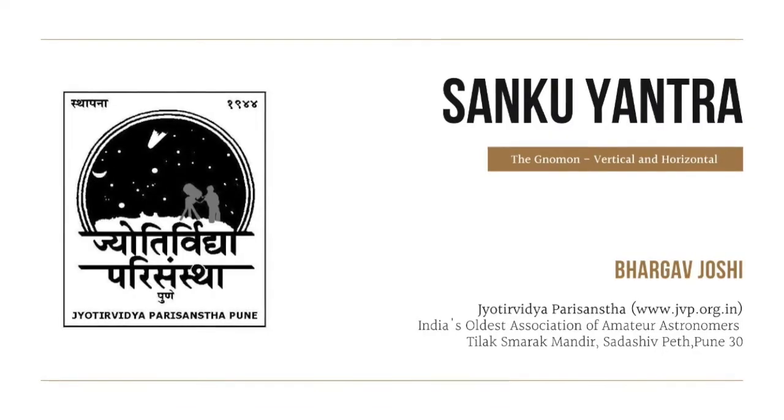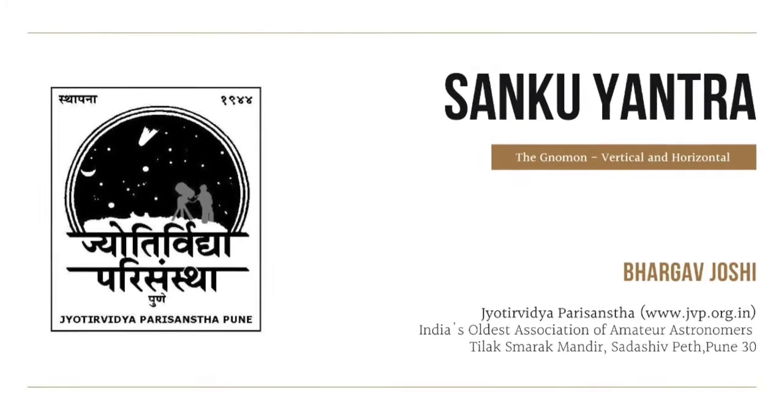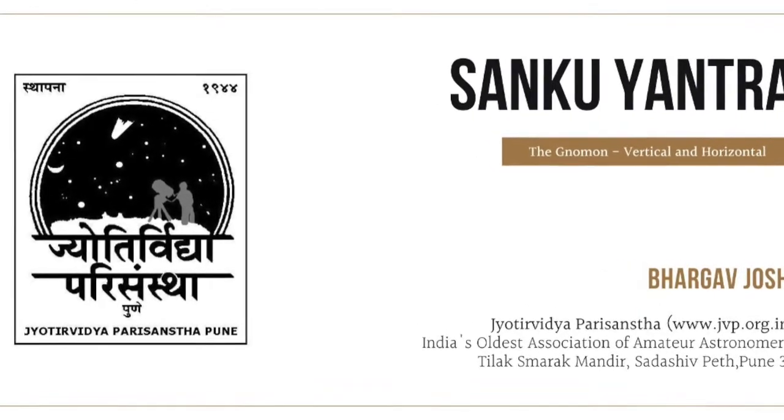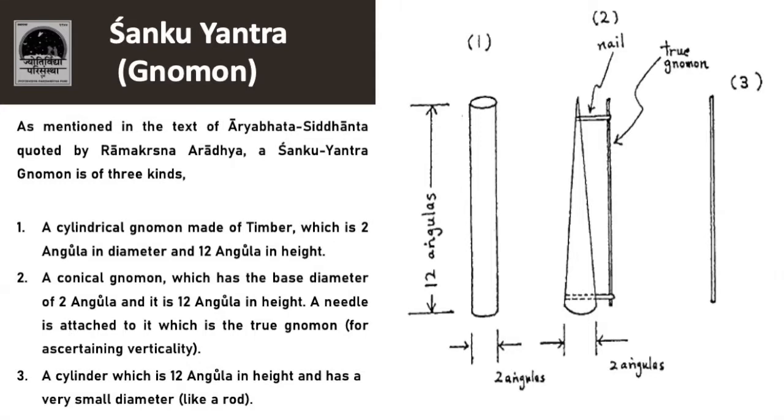So the first one is Shankhu yantra, the gnomon. So there is a vertical gnomon and there is a horizontal type of gnomon. And we are going to discuss both of them. So the first one, Shankhu yantra. So this was actually proposed by Aryabhatta in his text Aryabhatiya.